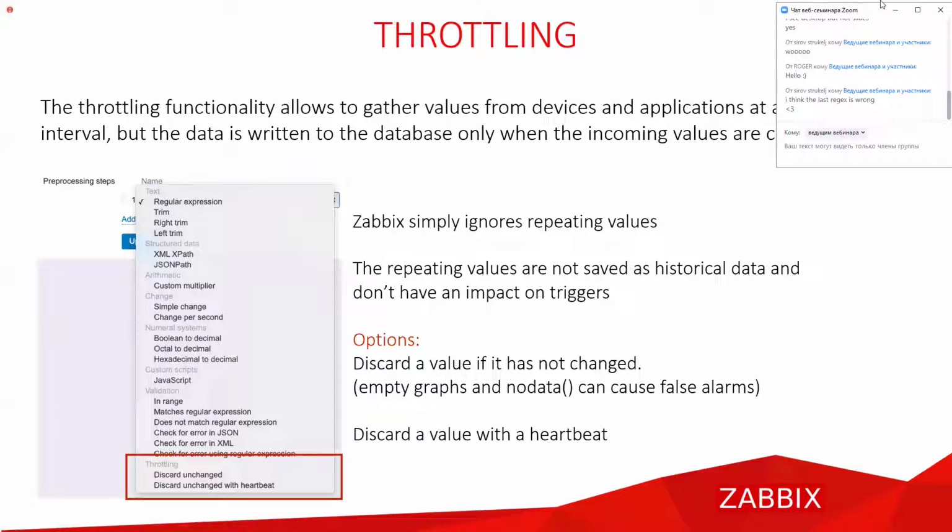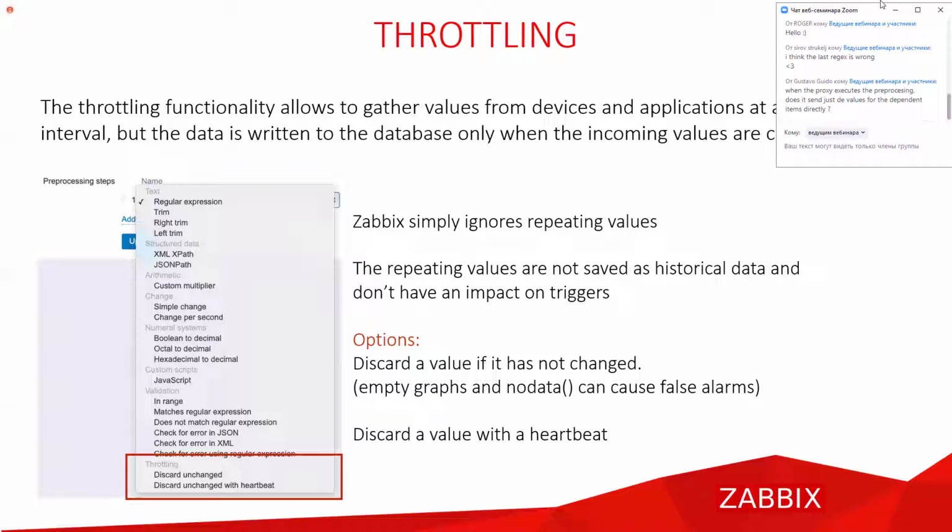Then we have throttling. The throttling functionality allows us to gather values from devices and applications as frequently as we want. So we can check them, let's say, every second, which is, well, I don't know if we would, but in terms of database and spacing and throttling, we could, since the data will be written to the database only and specifically at the moment when the data has changed.